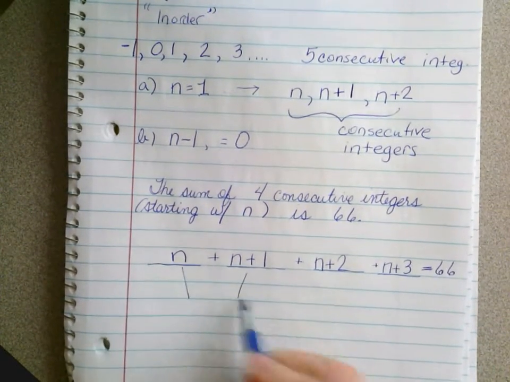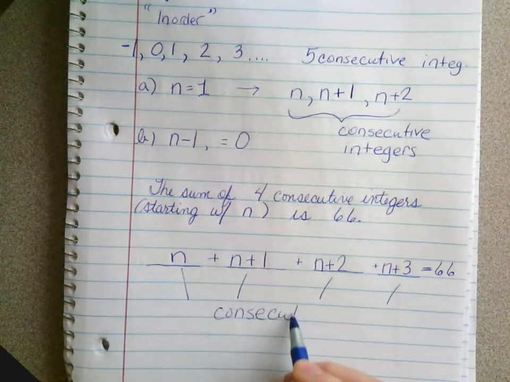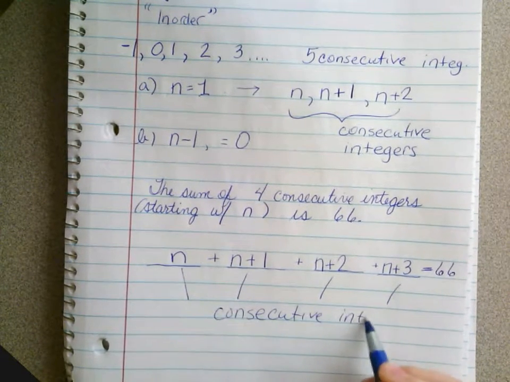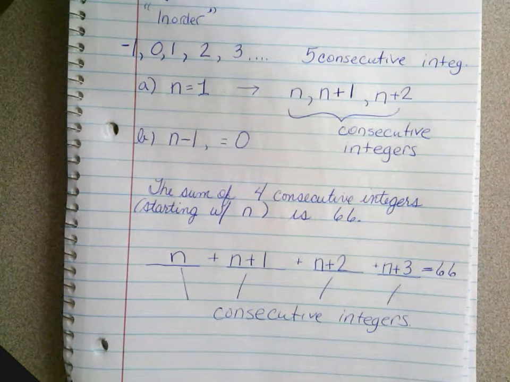So these are the consecutive integers that when you add them together, their sum is equal to 66. We can actually solve it if we wanted to know what those numbers were, and we would find out what that answer is.